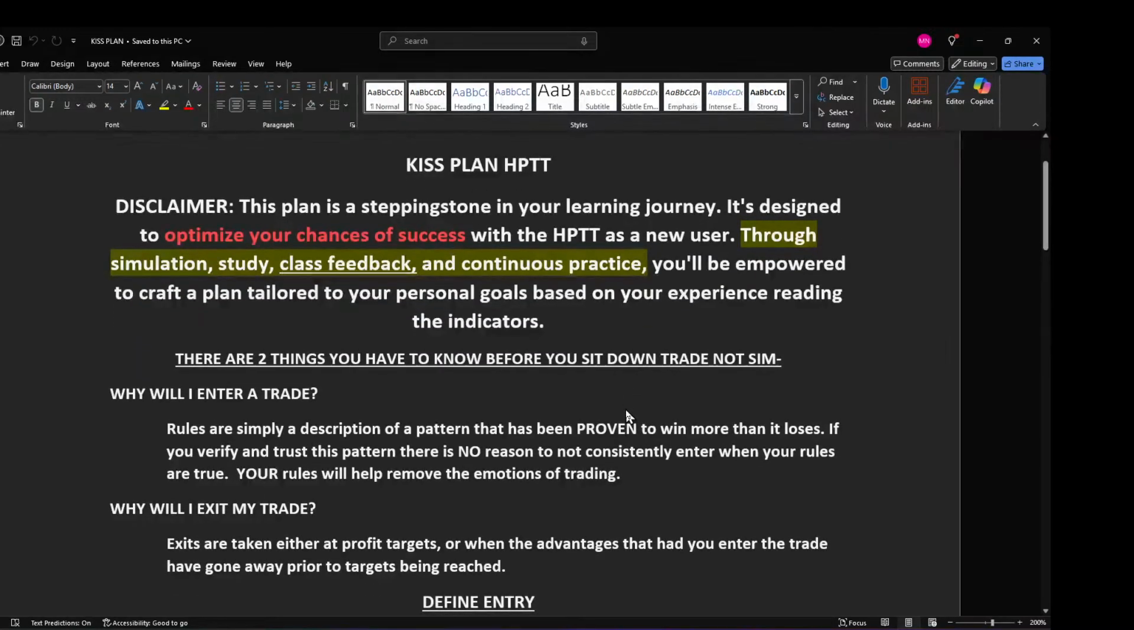And then through simulation, study, class feedback, and continuous practice, squeaky wheel, you'll be empowered to craft a plan tailored to your personal goals based on your experience reading the indicators. Guys, once you can talk about advantages, once you can put these things into play, you're going to create your own plan. Nobody ever gets shackled to this plan. But I can tell you that I've had brand new users come in, follow this plan, learn these basic concepts, keep it this simple, and get funded in those prop firms and getting paid out within 30 days because of the simplicity, because of the advantages.